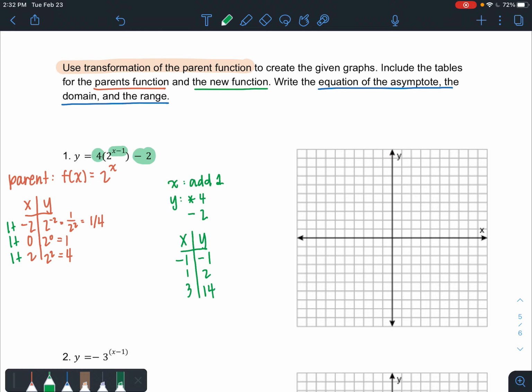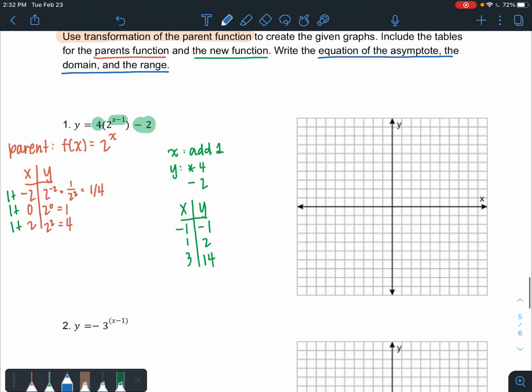So before we graph, let's talk about the horizontal asymptote. It's going to be y equals -2. Our range is going to be, because this is positive out here, it'll go from -2 to positive infinity, and then our domain is just -infinity to infinity.